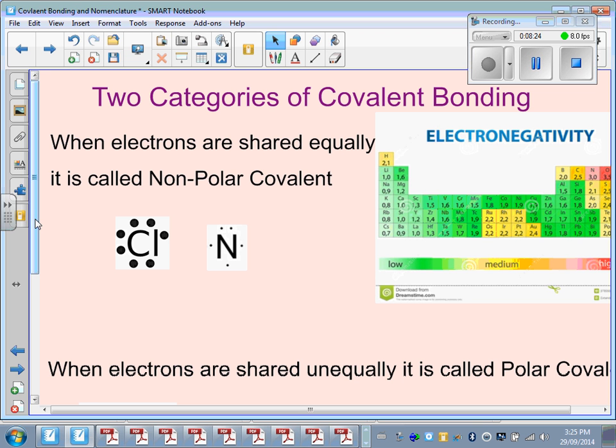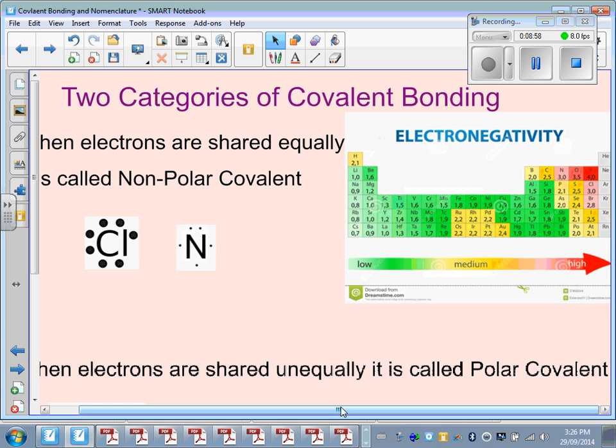When electrons are shared equally, think about the electron being shared for 12 hours of the day by one atom and 12 hours a day by another atom, it is called non-polar covalent. There are no polar opposites. When we think of polar, we might think of the North Pole, polar opposites. And there is not much in the way of electron hungriness. There's not much difference between nitrogen and chlorine, so these are referred to as non-polar covalent.